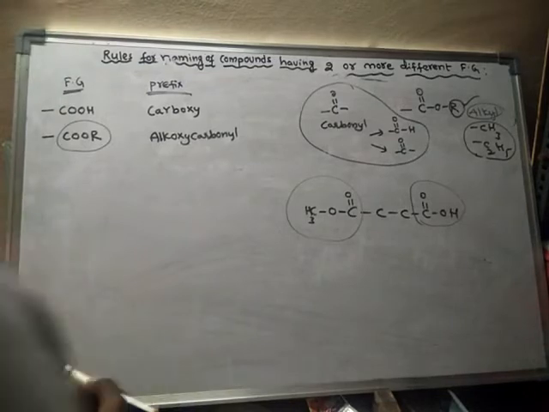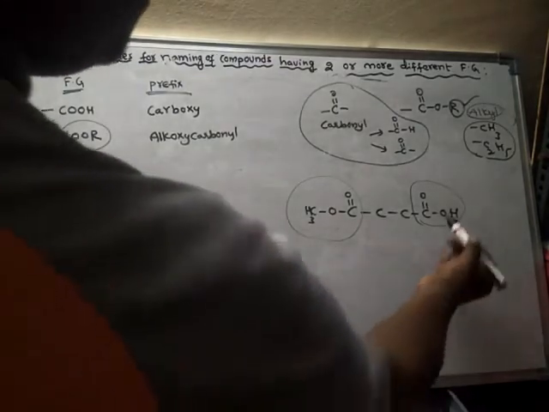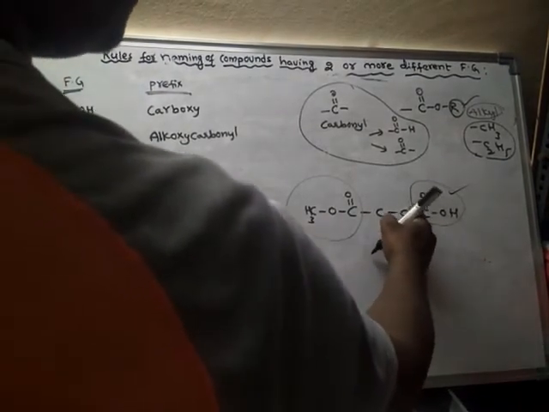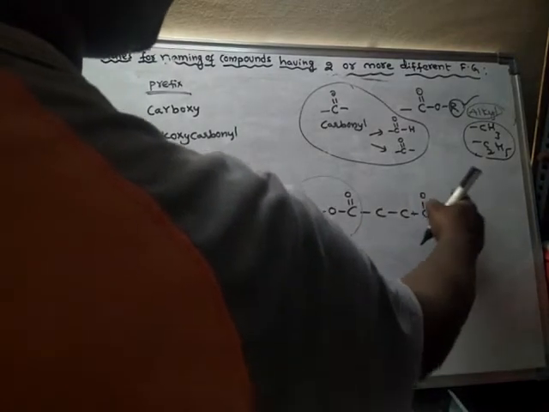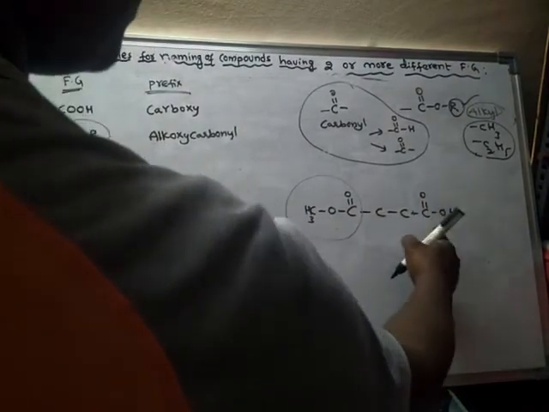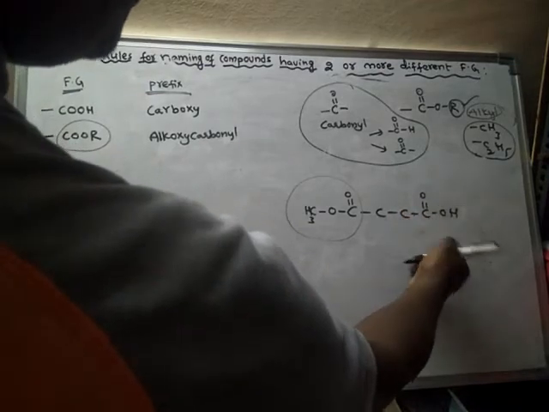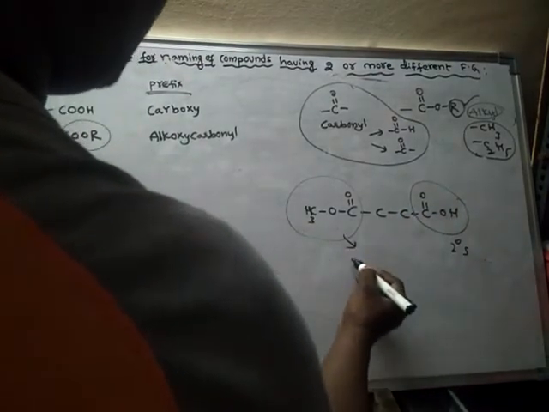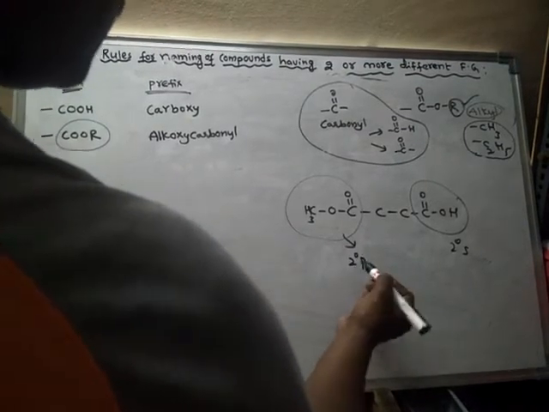So out of these two, which one is given more priority? Already we have seen the priority order. So according to priority order, this will be given more priority. Okay. Got it. So hence, the numbering will start from COOH group, and here this will be written as secondary suffix, and this will be written as secondary prefix.